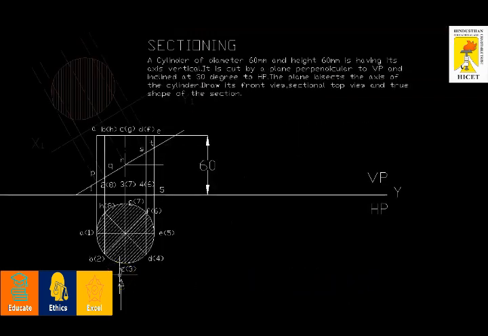Hatching represents the sectional top view. The normal one is called the top view. When I do hatching, it is called the sectional top view, which means when I cut and remove something, this is the remaining portion. This is how it is, see, the cutting plane. This is the cutting plane.